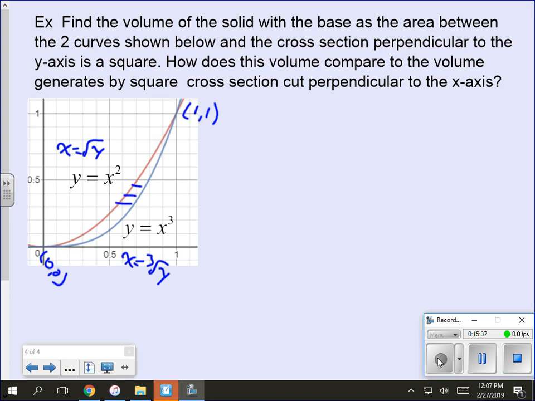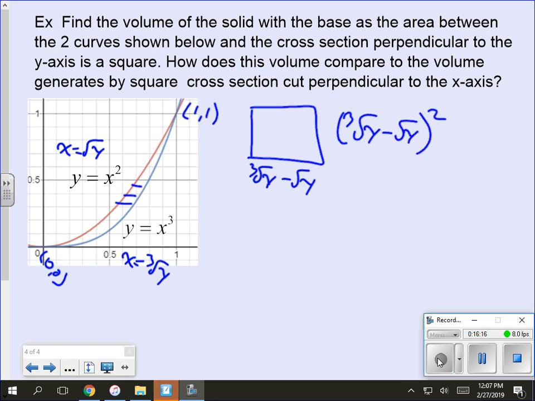If you don't have the points in the graph, solve for that. So first one, my cross-sectional area, it's a square. Okay, and it's the distance of the upper curve minus the lower curve. The farthest right curve minus the farthest left curve. So the upper curve when you're doing dy is the one that has the highest x values, which is the cube root of y when y is less than 1. So the side length is the cube root of y minus the square root of y, which means the area of that is the cube root of y minus the square root of y, squared.